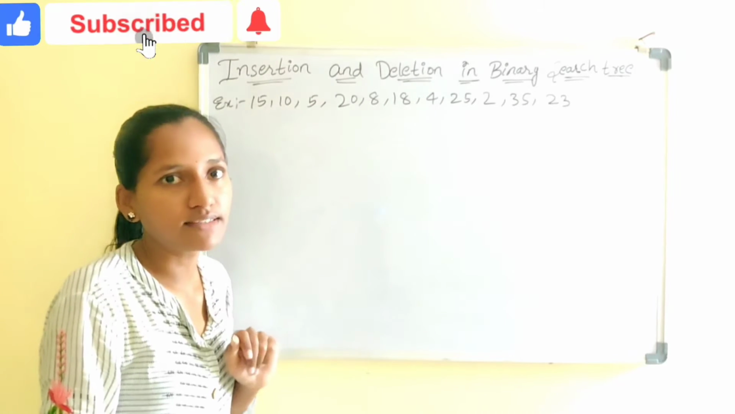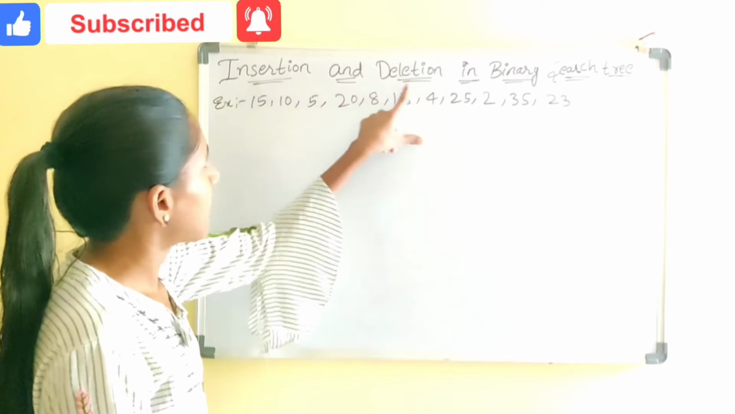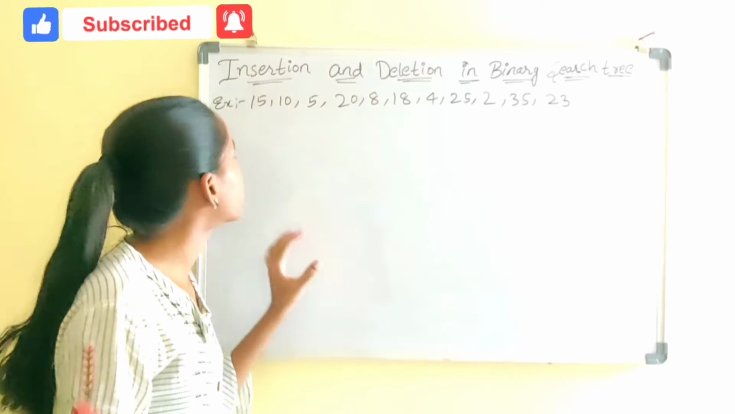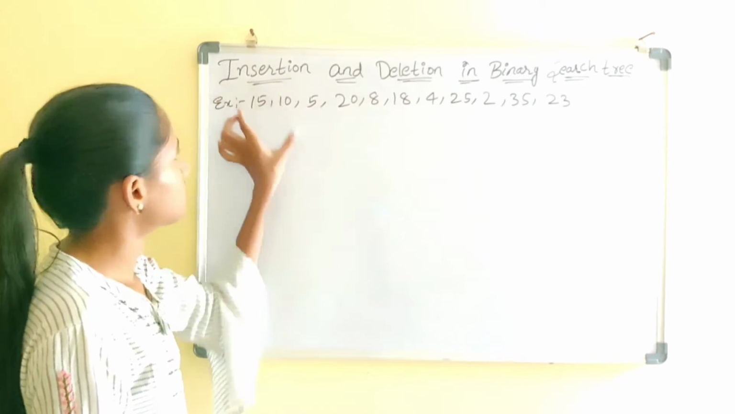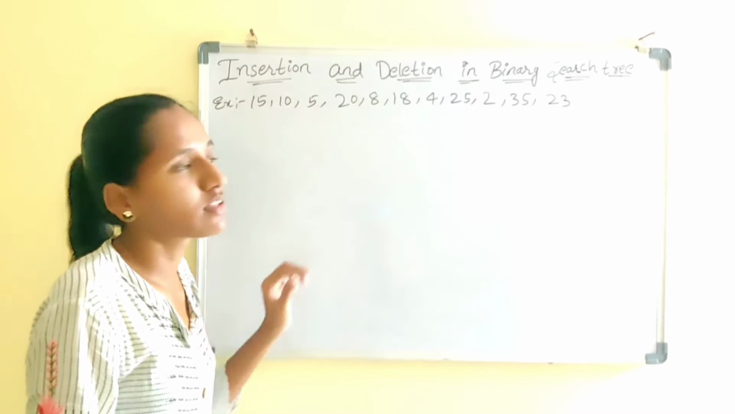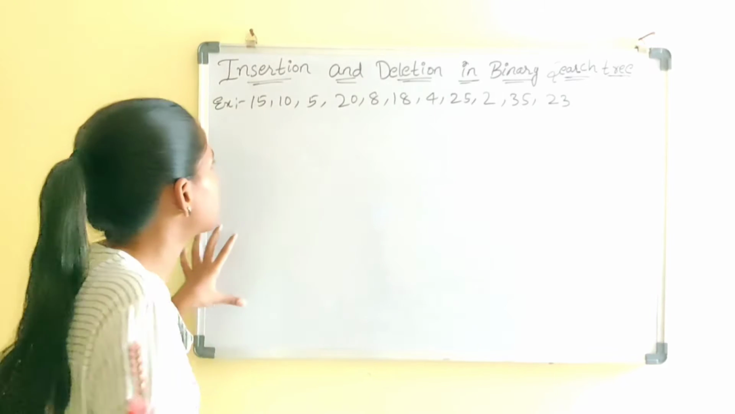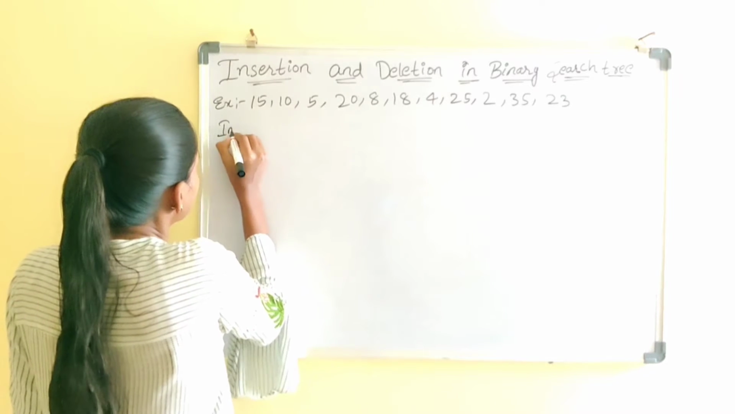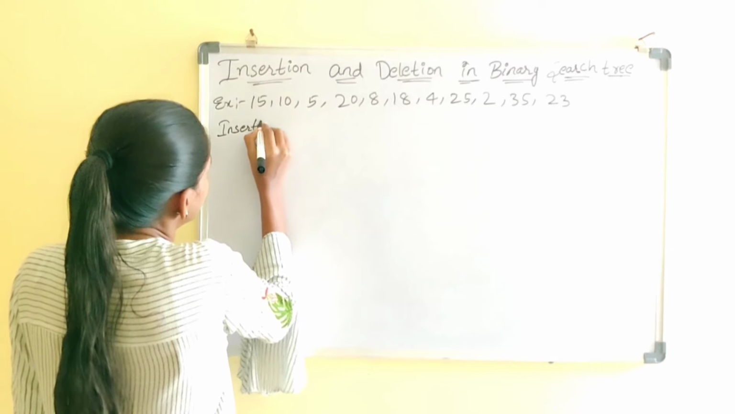Here is the example: insertion and deletion in binary search tree. For this example, first let's see how to insert this data in a binary tree. Let's see the first insertion.